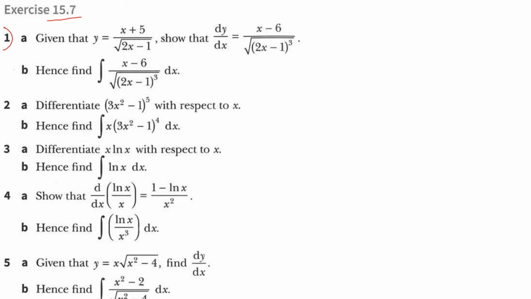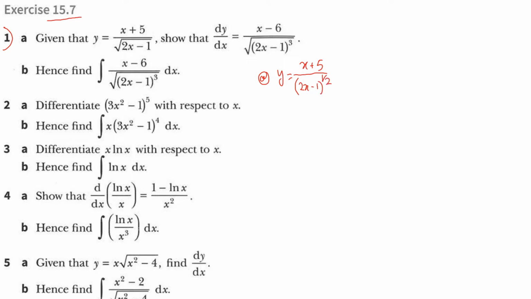This is one of the Cambridge pattern questions. That type of question will always come in your exam. So let's start from here. It is given there, y equals x plus 5 divided by root over, which you can write as (2x minus 1) to the power half.